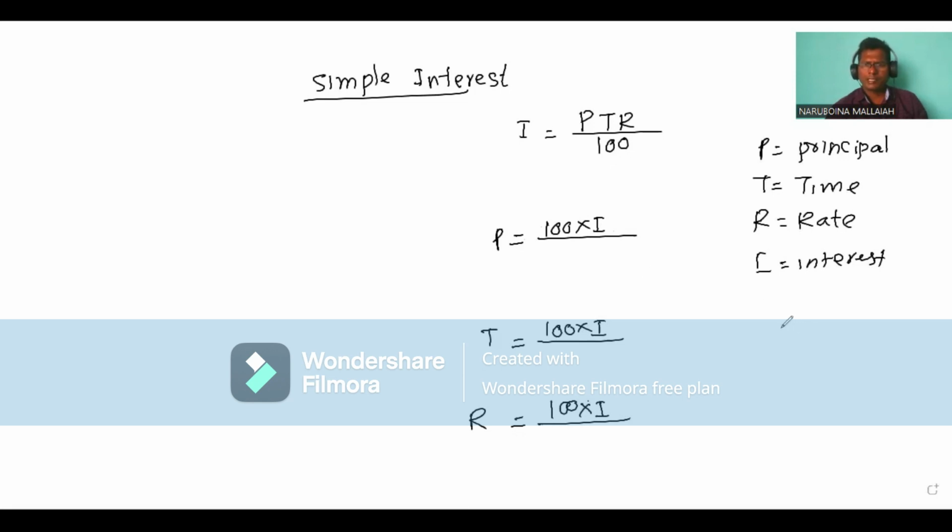Next, take PTR. Now we are trying to write the formula for principal. So cancel this principal, we are left with TR. So write TR here. Now we are writing the formula for T. So leave this T, the remaining two terms are P and R. So write here PR. Now we are writing the formula for rate. So cancel this rate, we are left with PT. So write here PT. In this way, you have to remember the formulas for principal, time, and rate. Right? Okay.